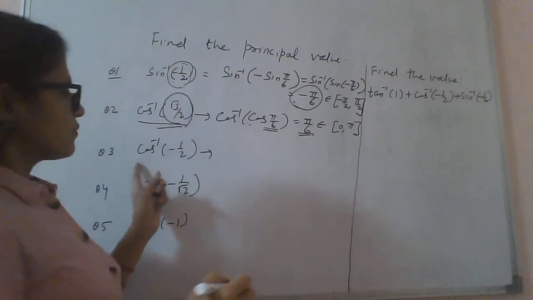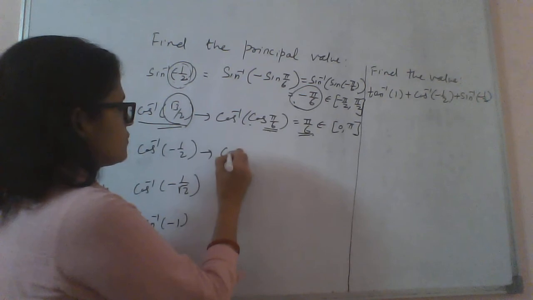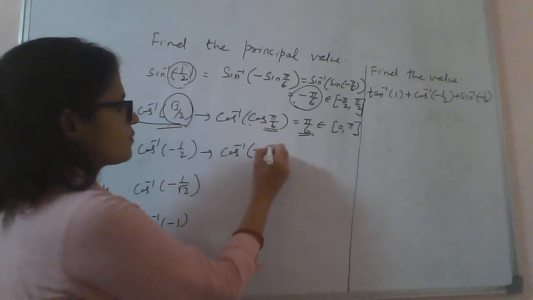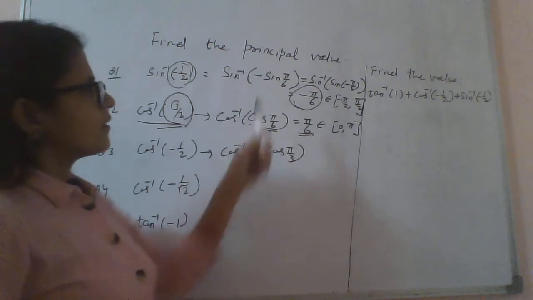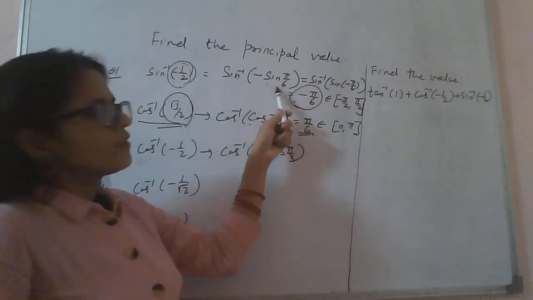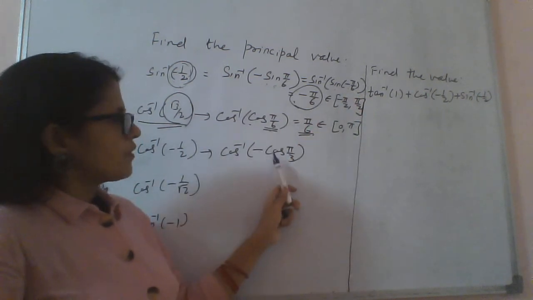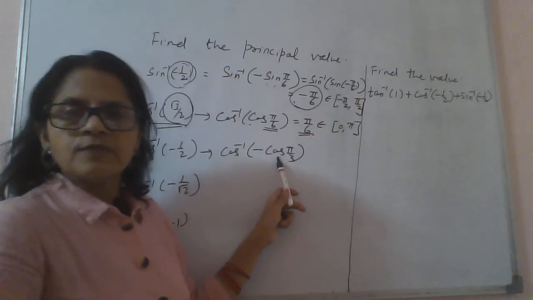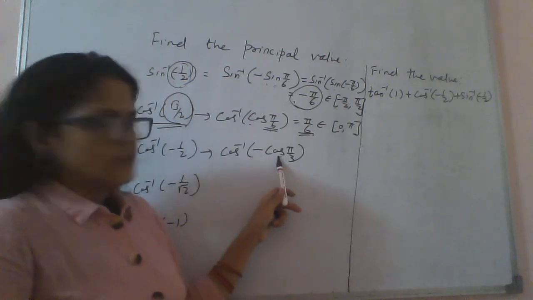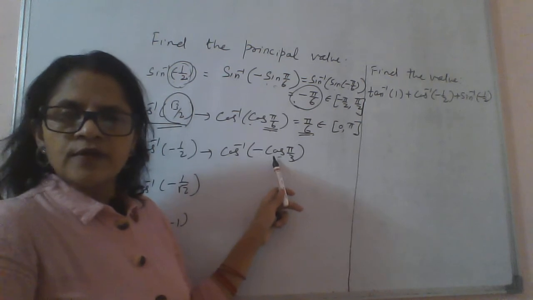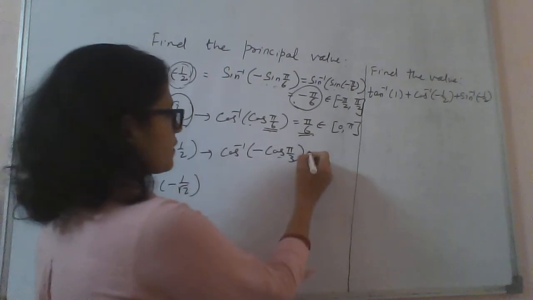And whenever you come to cos inverse minus half, here this means cos pi by 3. Unlike the sine case, where minus sine theta equals sine minus theta, we do not have minus cos theta equal to cos minus theta. We do not have that. So minus cos pi by 3 means we have to go to the second quadrant. The second quadrant is coming within pi only, within 0 to pi.